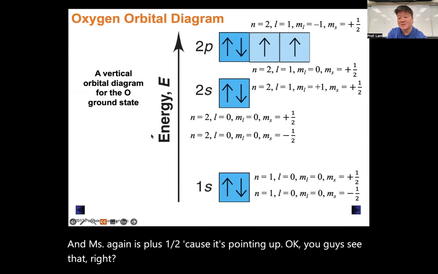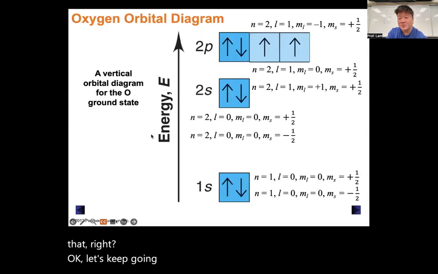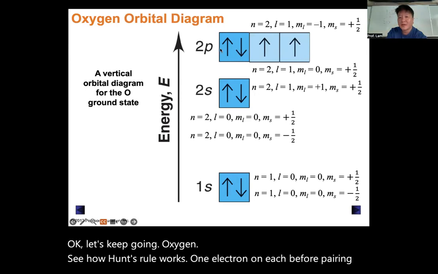Okay, let's keep going. Oxygen. See how Hund's rule works? One electron on each before pairing, right?